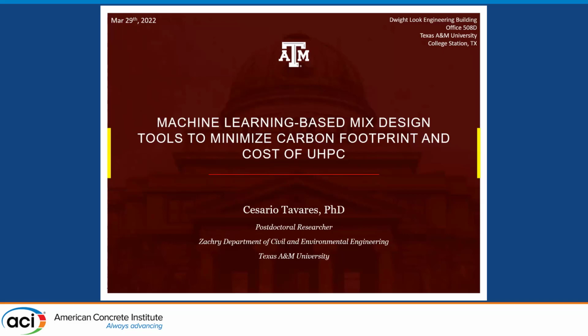And I want to discuss with you these machine learning-based mix design tools to minimize carbon footprint and cost of UHPC.